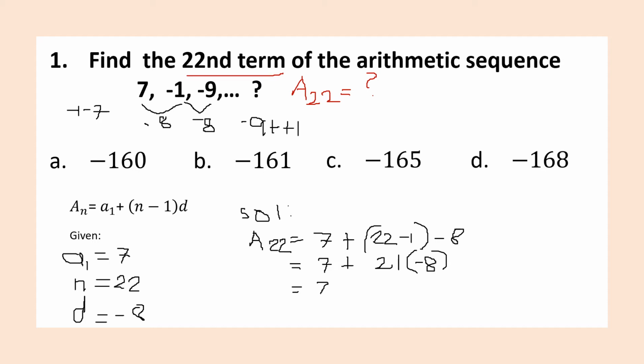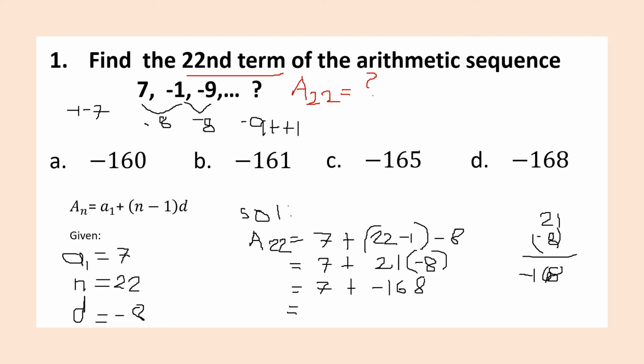Kopyahin lang muna natin yung 7. And then, yung value ng 21 times -8. So, negative ang sagot kasi magkaiba yung sign. So, 1 times 8 is 8. Then, 2 times -8 is -16. So, -168. Diba? Kasi magkaiba ng sign. Positive yung 21, negative yung 8. So, ang sagot ay negative. So, we have -168.